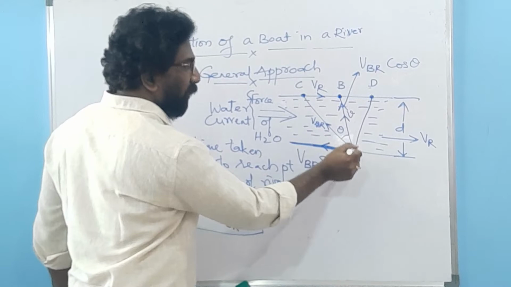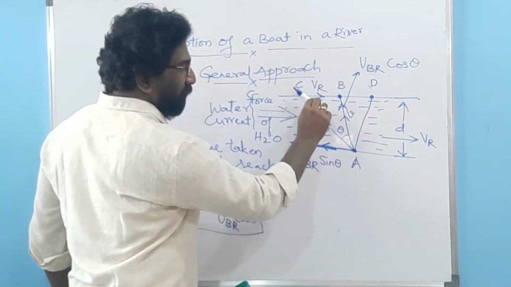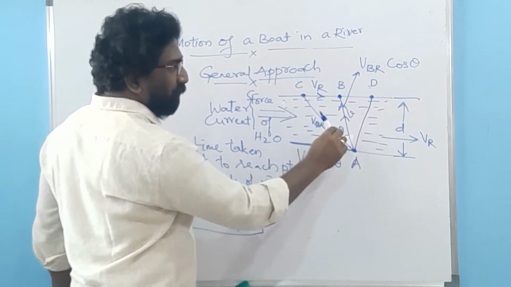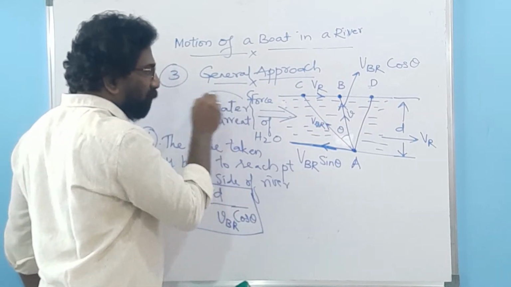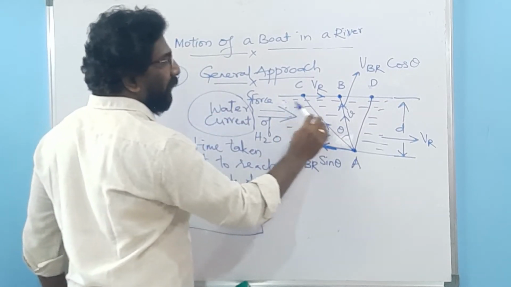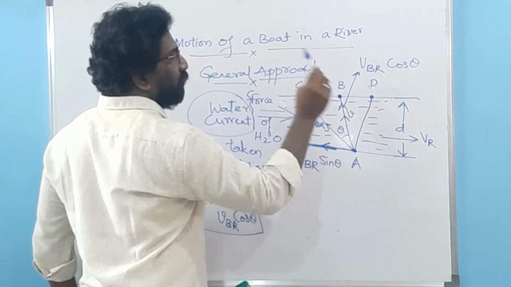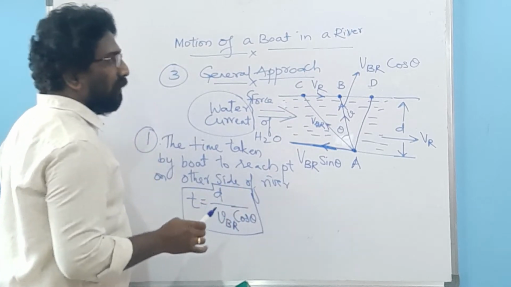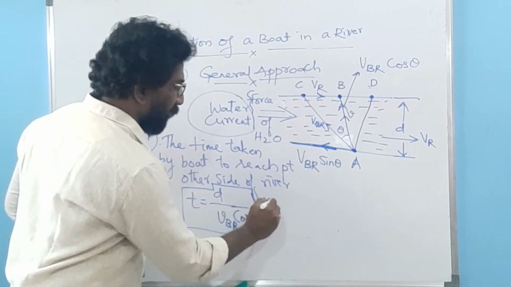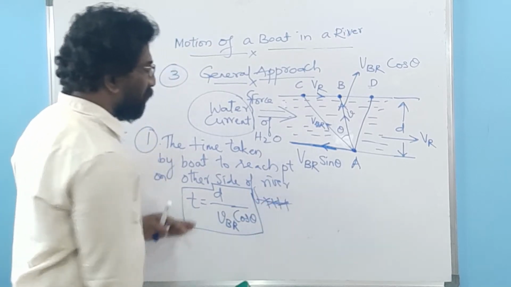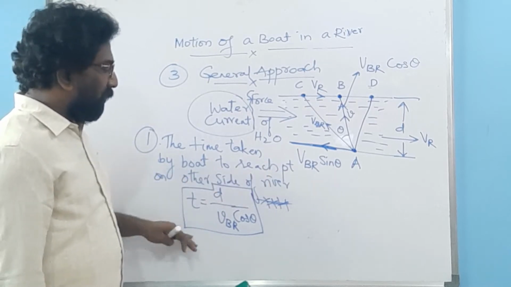If you want to reach from point A to point B, you are supposed to make your boat travel in this direction with an angle of theta. Since we are traveling at an angle of theta, the water current comes into the picture. This water current will make my boat travel in this direction, and slowly it will reach your point B. So this is the analytical explanation for this general approach, and a very important formula to calculate the time taken by the boat to reach a point on the other side of the river.